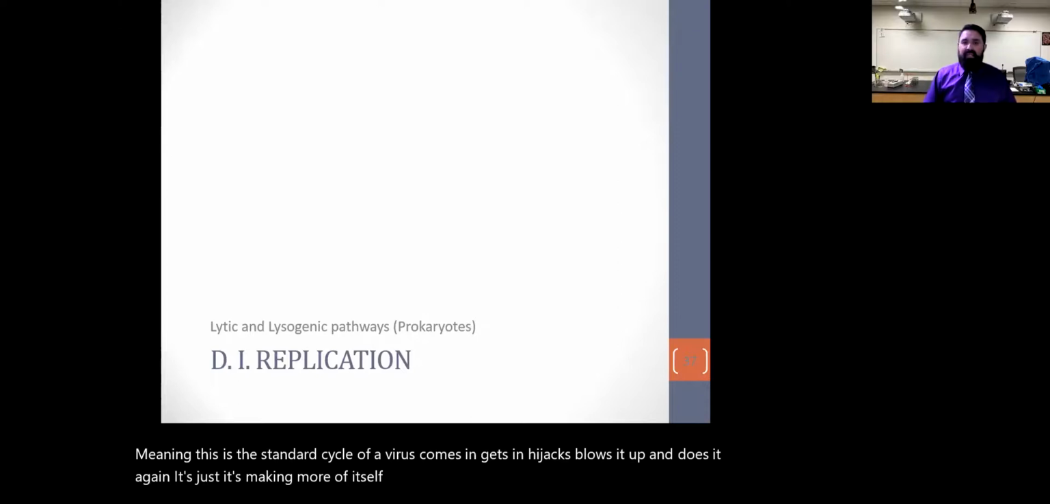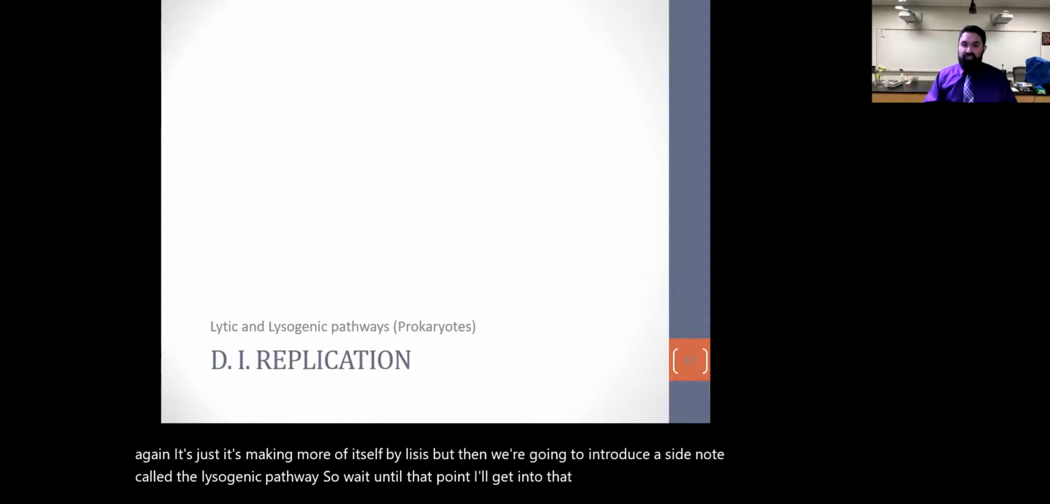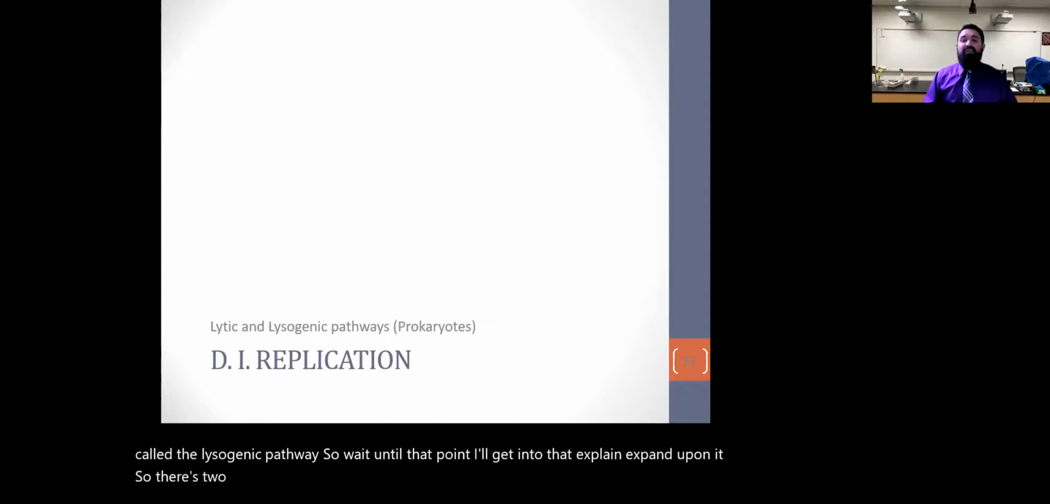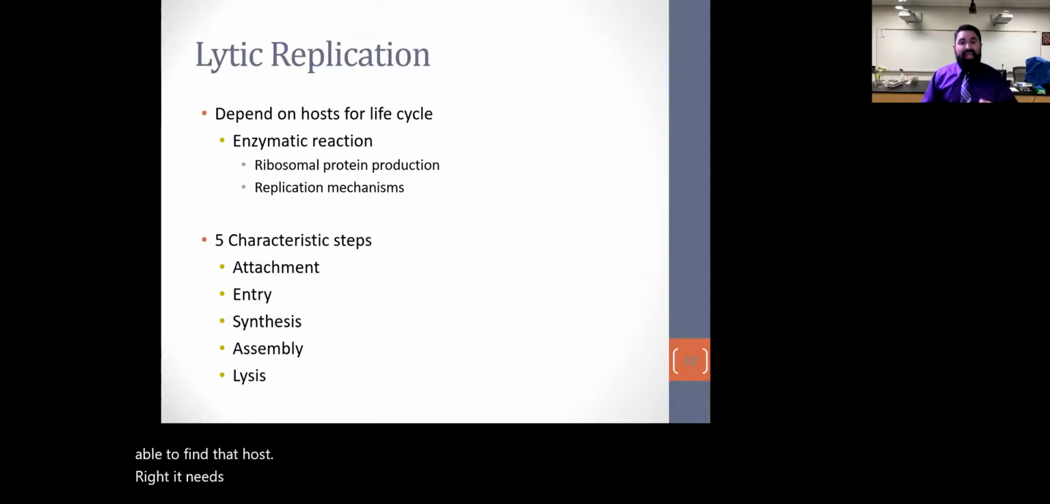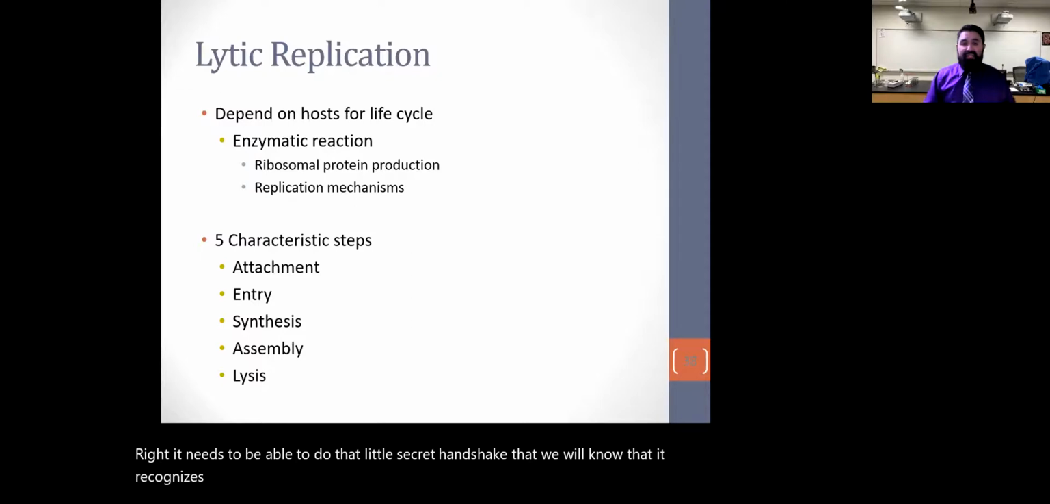But then we're going to introduce a side note called a lysogenic pathway. So wait until that point. I'll get into that and expand upon it. So there's two stages that I want you to know on how a virus takes over. Let's start with the basic one, the so-called lytic replication, okay? And so remember, once again, it needs to be able to find that host, right? It needs to be able to do that little secret handshake to know that it recognizes itself and then hijack inside. So let's go through all 5 stages first.